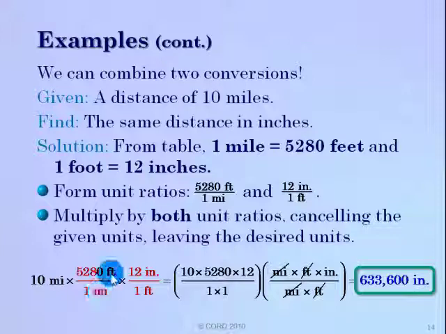But now we have feet and we're trying to get to inches, and so we're going to now multiply by 12 inches over 1 foot, and the feet will cancel. And so the result is that we'll have all these values to multiply together. 10 times 5,280 times 12 divided by 1 times 1. And we'll have all these units to multiply together, and most of them will all cancel out except for the one that we're left with, the desired unit. And the result will be the same result we had before, 633,600 inches. But you see how we did that all in one big, long calculation.